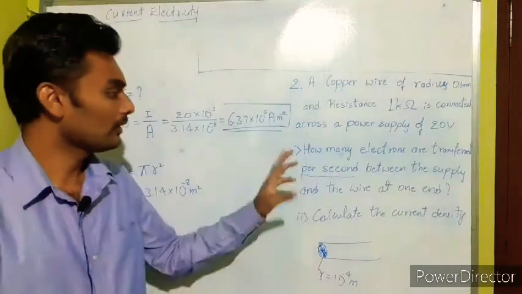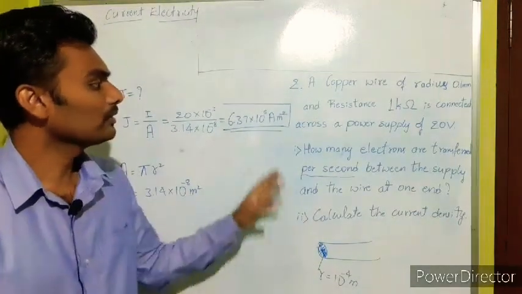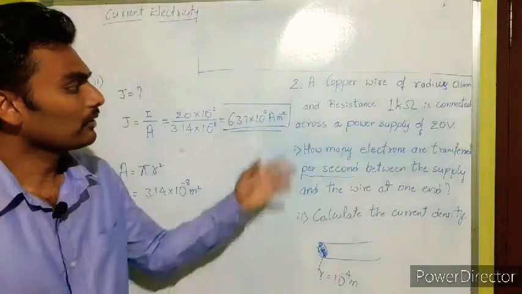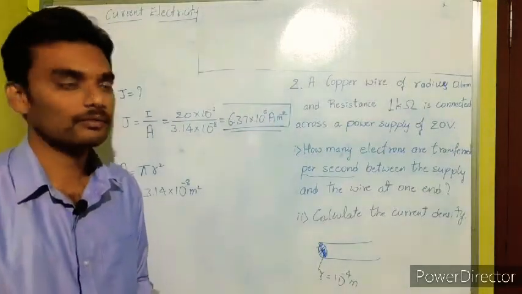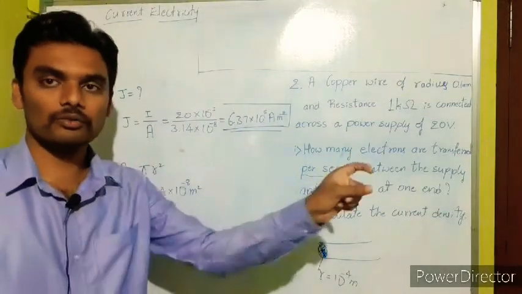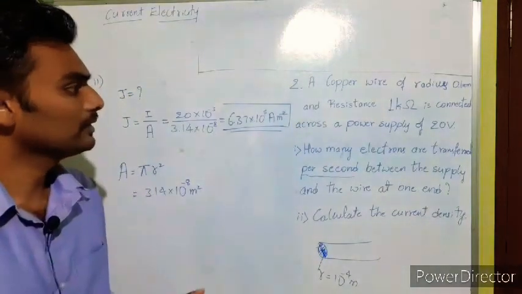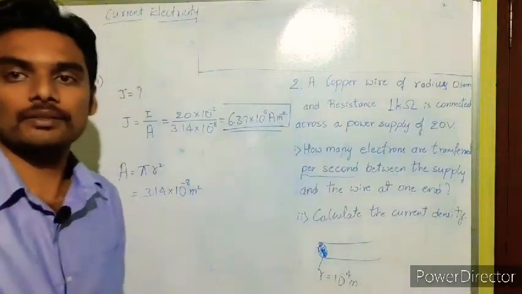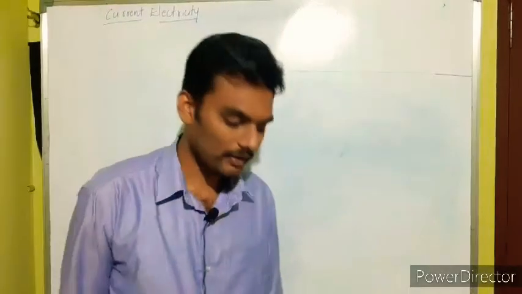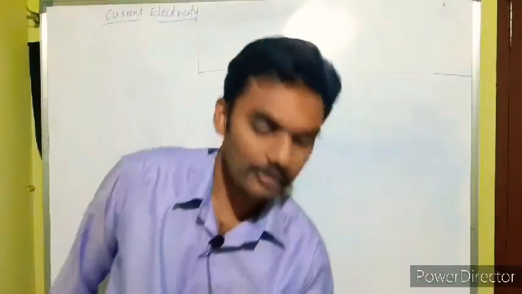Clear? So hence we have solved both parts of the second question. First part, we calculated the number of electrons flowing, N. In the second part we calculated the J value. Clear? Right. Let us look into the next question, question number 3.